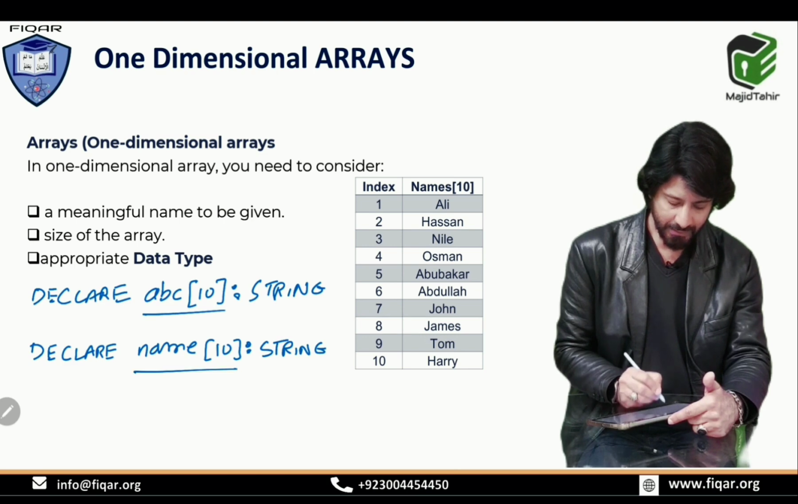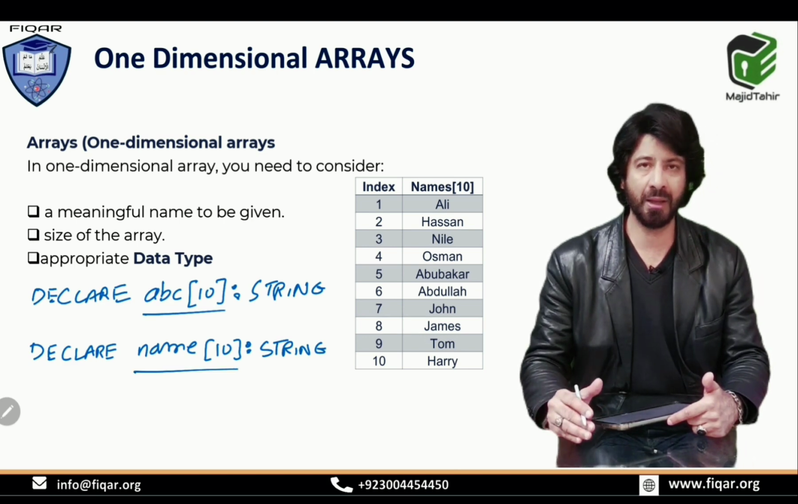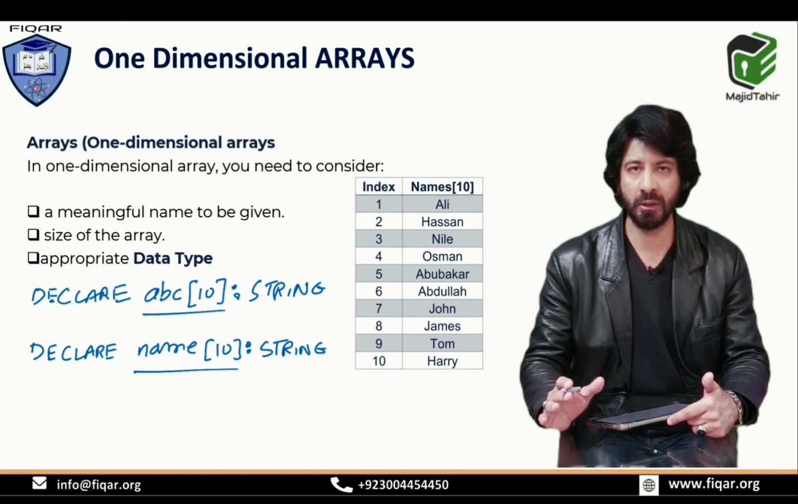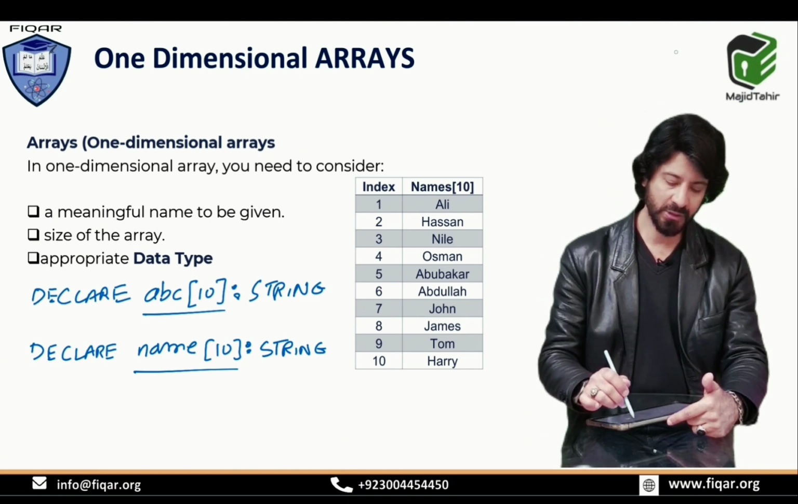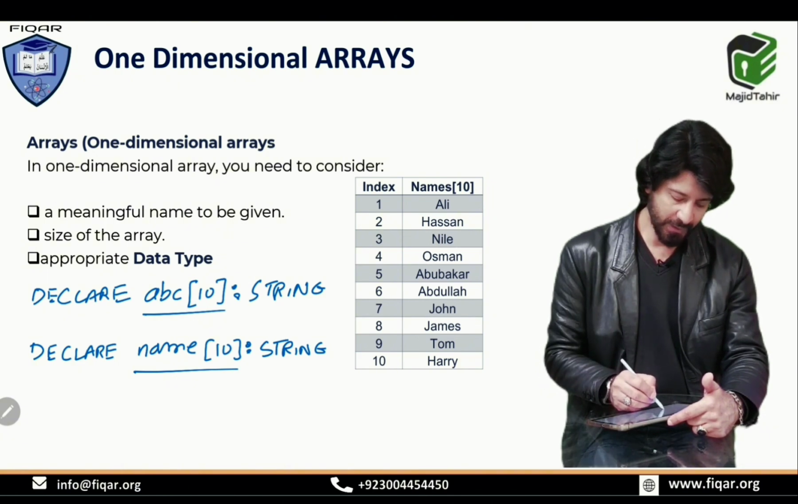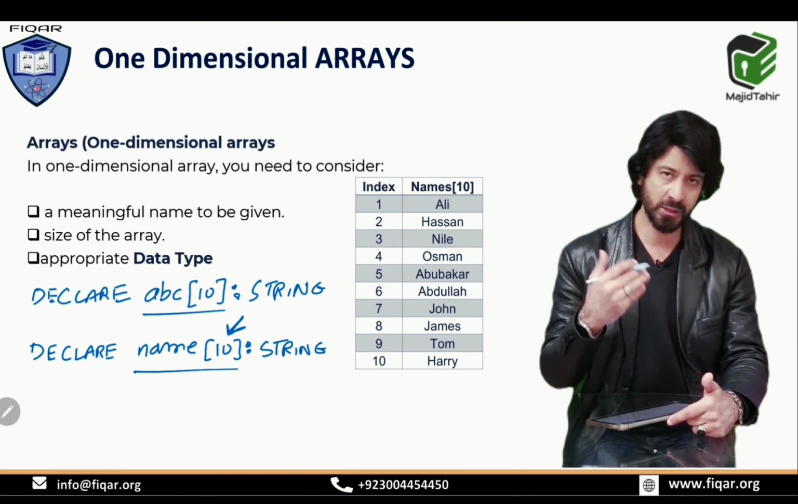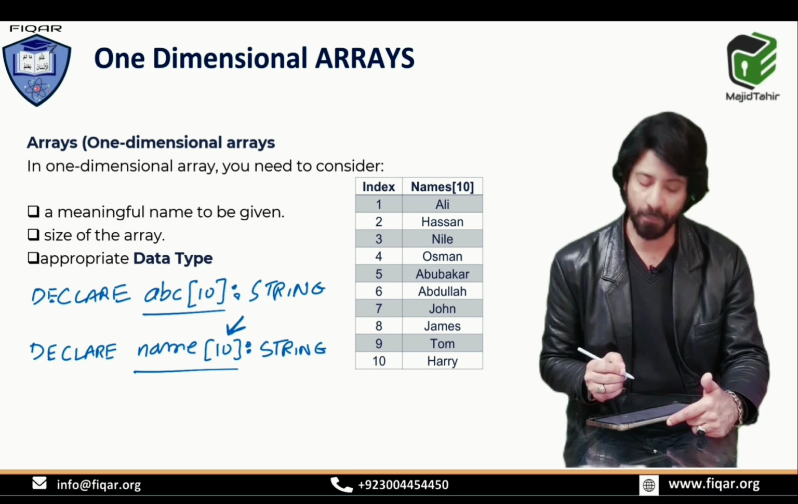Looking at this name, it's visible and understood that some names are going to be inserted in this array. So these are the meaningful names that we have to use all the time. Size of the array is this, basically, that we are storing a maximum of 10 names in it. You can store 100 names in it, you can store 1000, depending on the size of the array. This is also called the upper bound.